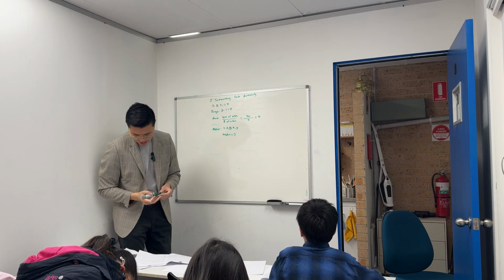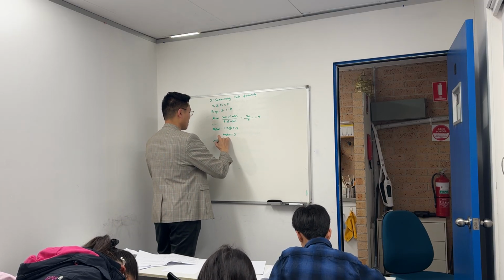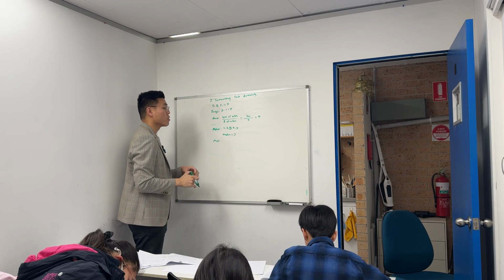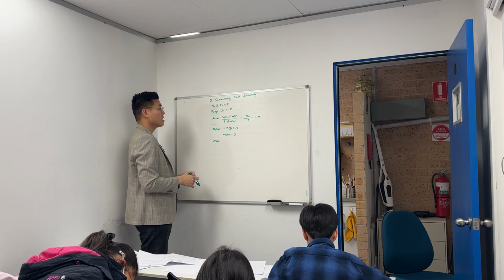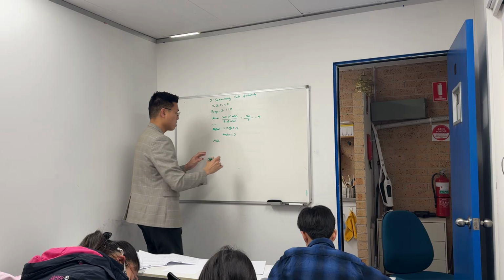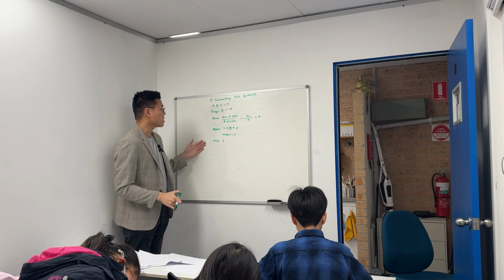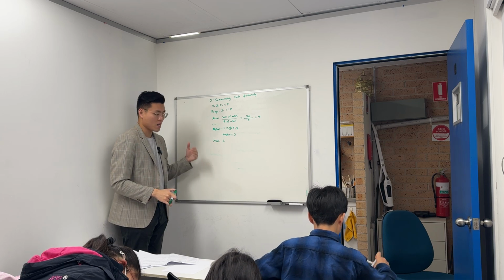Make sense? Okay, last one is mode. Mode is the number that appears the most. Sounds like mode. Which number appears the most? The number 2. And that's it. These are the 4 things you need to know: range, mean, median, and mode.